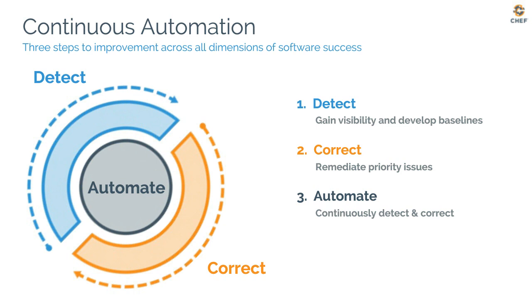With Chef's toolkit, we'll be using InSpec to detect our issues, Chef to correct them, and since both of those tools are built from the ground up for automation, once we've got them in place, we're already automating both processes and can move on to our next big things.